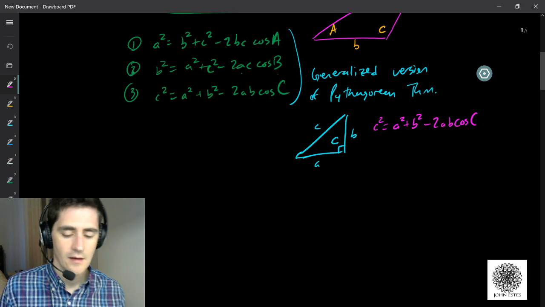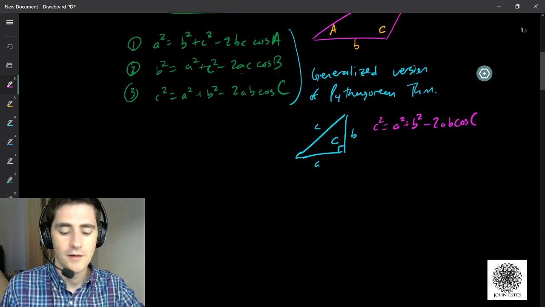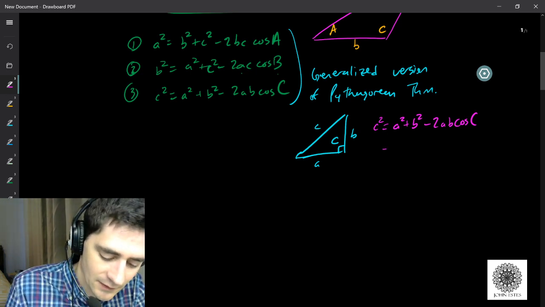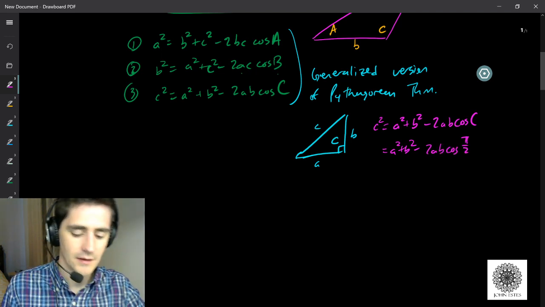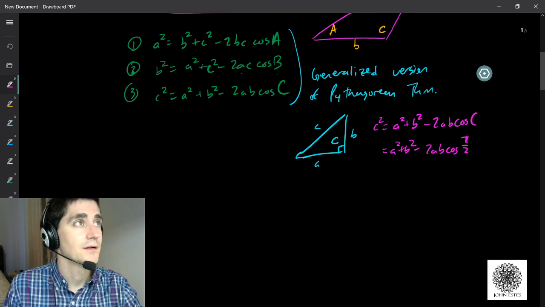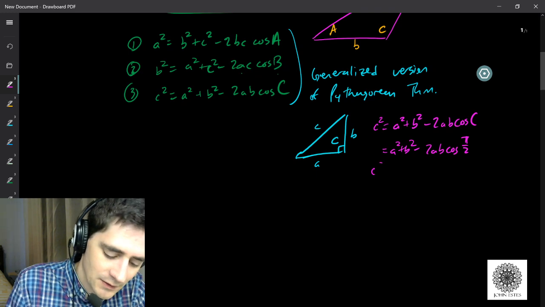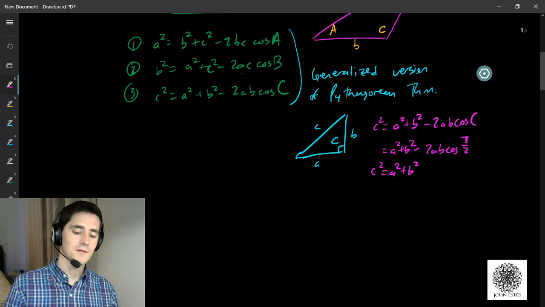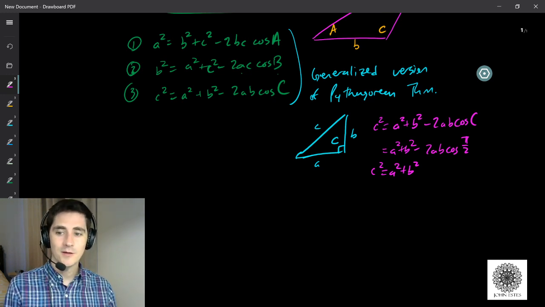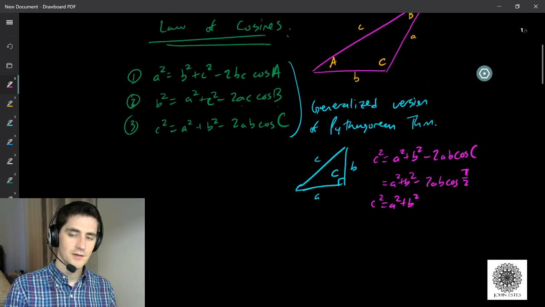And remember, C here is a 90-degree angle. So here we have a squared plus b squared minus 2ab cosine, we'll say pi over 2 for 90 degrees. And cosine of 90 degrees is 0. So that's why we get the Pythagorean theorem, c squared equals a squared plus b squared. So this is the Pythagorean theorem, but the law of cosines is a more general version of it, which is pretty neat.